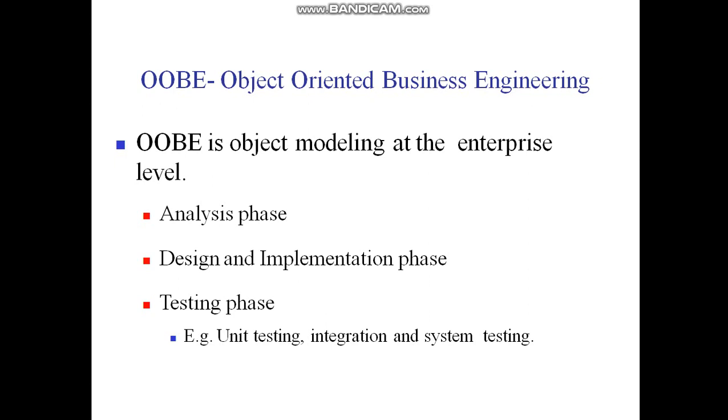OOBE, that means object oriented business engineering model, consists of three phases. Analysis phase is based on communication, requirement gathering and planning. In the design and implementation phase, there are two types of design: high level design and low level design. We have to implement all the plans in the implementation phase. You have to draw all types of diagrams, class diagram, object diagram, state diagram, sequence diagram, in this design phase. Next is the testing phase. We have to test our system by taking different types of testing, like unit testing, integration testing, system testing. This is all about object oriented business engineering.